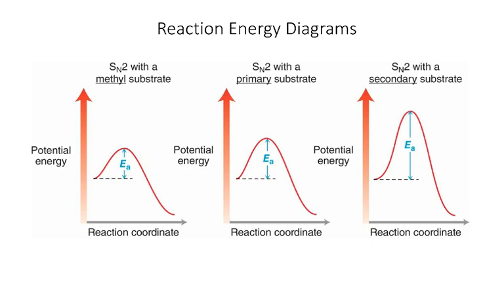Okay, and so when reactions become slower, remember that the rate of reaction depends on the height of the activation energy, right? And so for an SN2 reaction with a methyl substrate versus a primary substrate, which should be slower, versus a secondary substrate, which should be even slower, the activation energy increases as the reaction slows down.